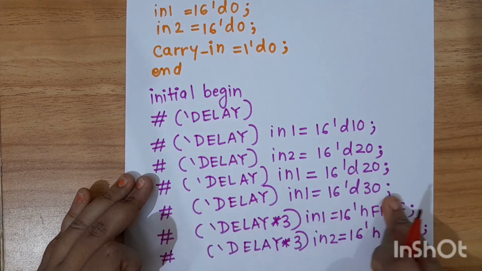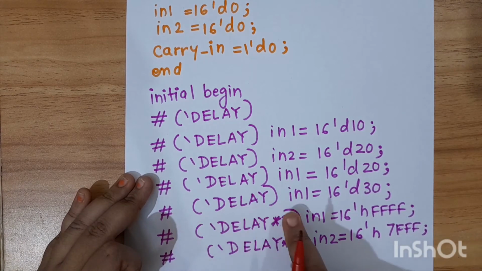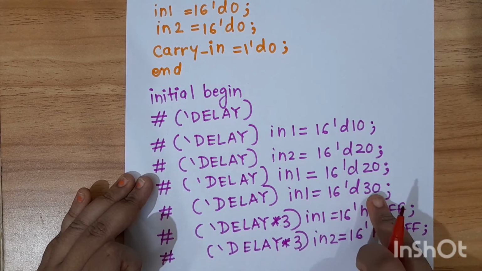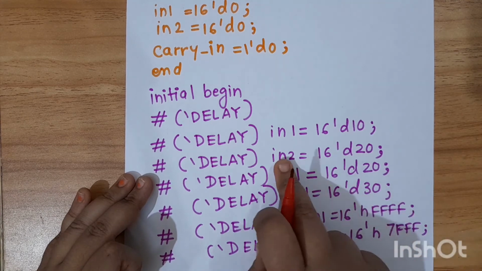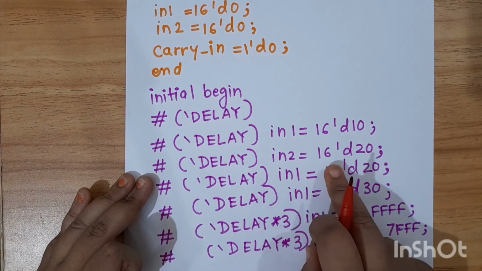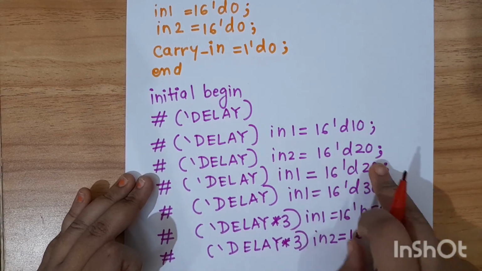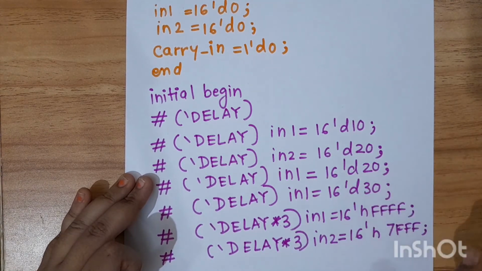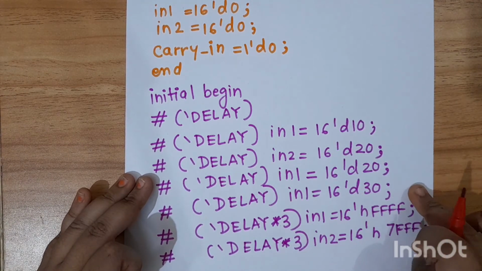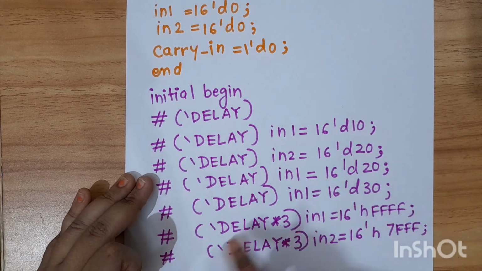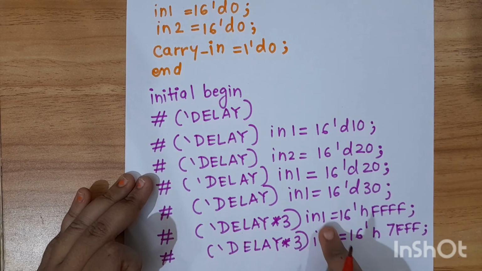Again I have the next statement, #delay. Here also I have changed in1 = 16'd30;. In2 is still the same at 16'd20, so in2 has not changed. I am only changing in1 and adding it with in2. The next statement is # 3*delay, that means 30 time units. After 30 time units, again I am changing in1.